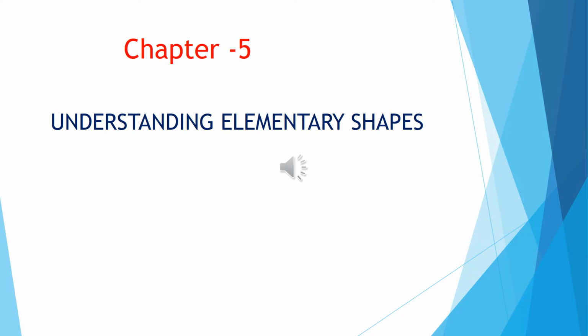Dear children, today let us continue with the same chapter, chapter 5, Understanding Elementary Shapes. In today's session, let us study about three-dimensional shapes or 3D shapes. You already know that cube, cuboid, sphere, cone, cylinder, which are solid shapes, are called as three-dimensional shapes. Now let us study what are the faces, edges and vertices in these 3D shapes.